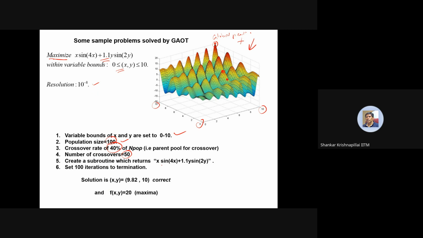So you have to write the MATLAB code for this objective function, and that has to be linked with the genetic algorithm subroutine. Those things we'll see later. So set 100 iterations to termination. Okay, so you can see that after this 100 iterations, we get the correct solution. That is x, y is equal to 9.8 to 10.